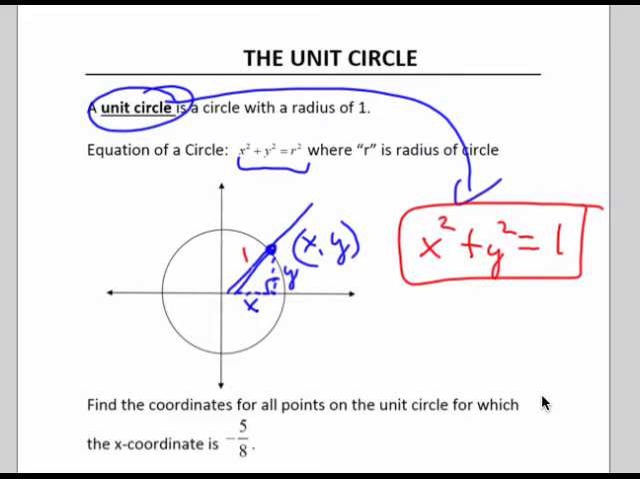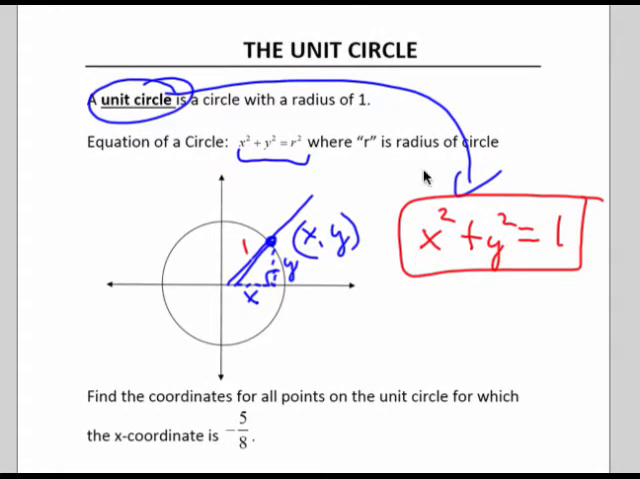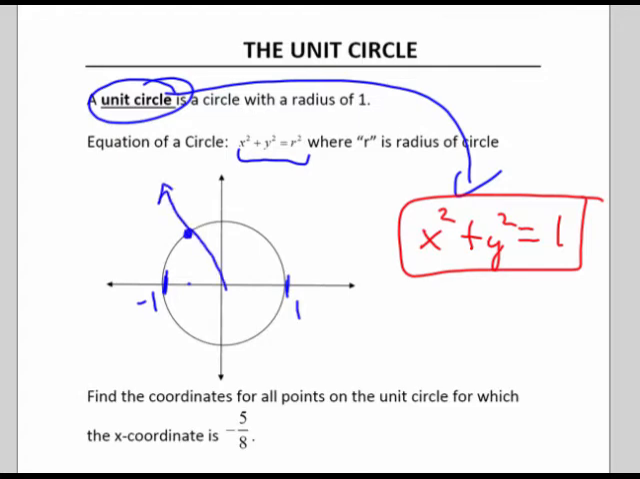I have a question here that says, find the coordinates of all points on the unit circle for which the x coordinate is negative 5/8. So let's just clear the picture here. If we had an x coordinate of negative 5/8, that would mean that x would be over here somewhere. Remember, this is negative 1 because we've got a unit circle we're dealing with here. So negative 5/8 would be approximately here, and where it intersects the unit circle would be here, or it could also be here.